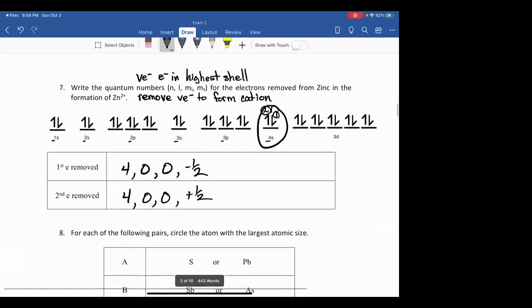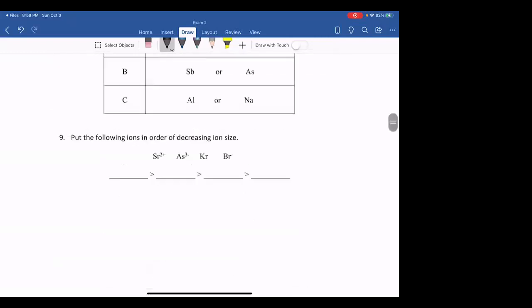Okay, number 9. Okay, so this is an isoelectronic series, because an isoelectronic series means that the number of electrons is the same. If you look at this, bromine is element 35, so this has 36 electrons. This has 36. This has 36. This is 36. So they all have 36 electrons.